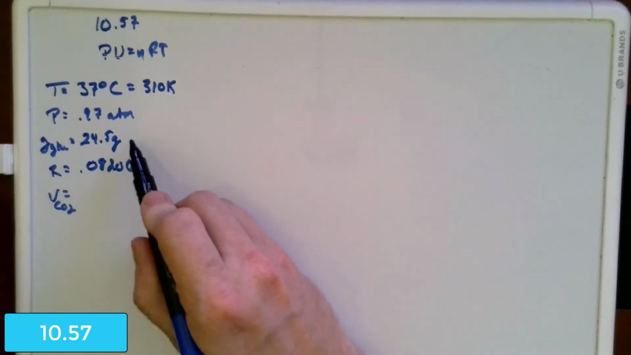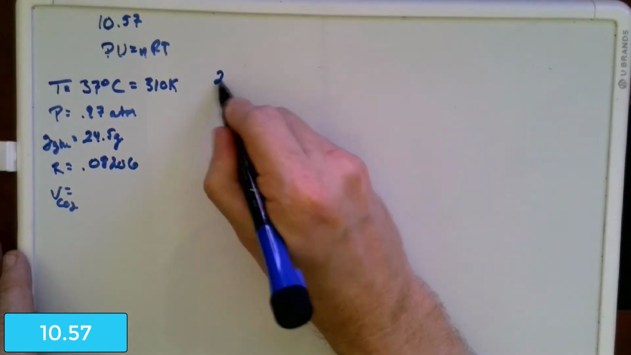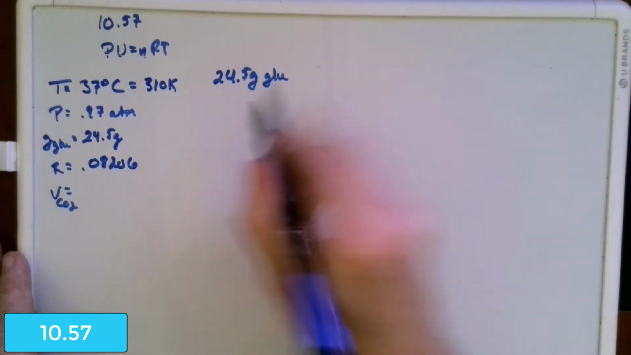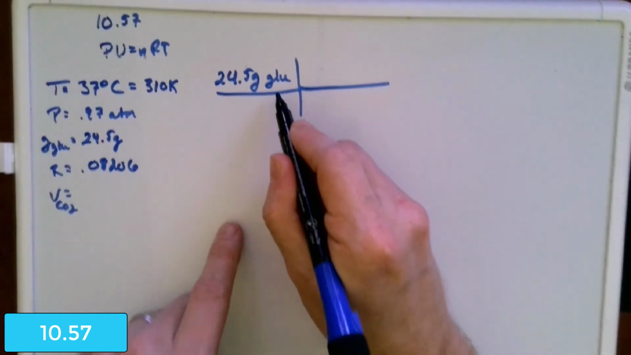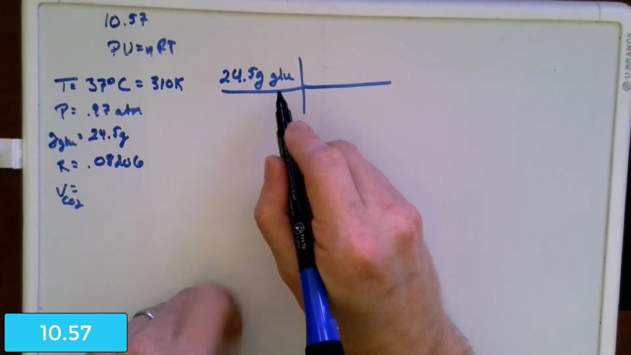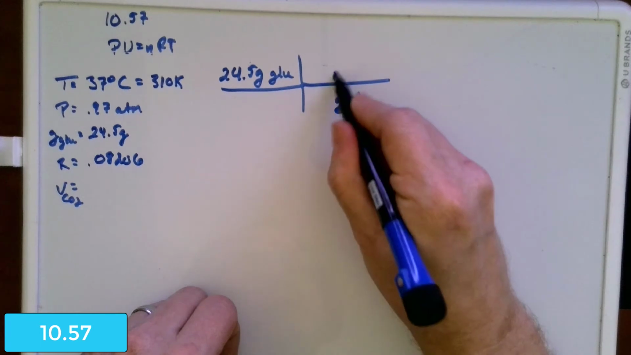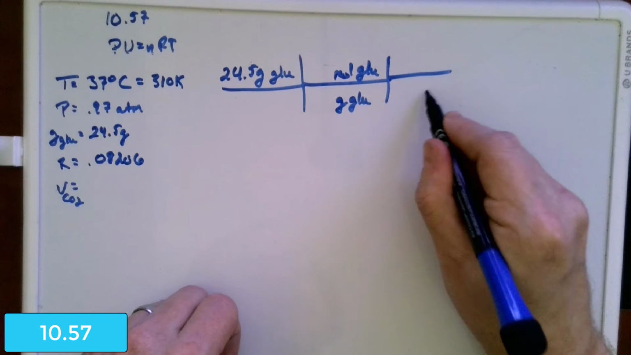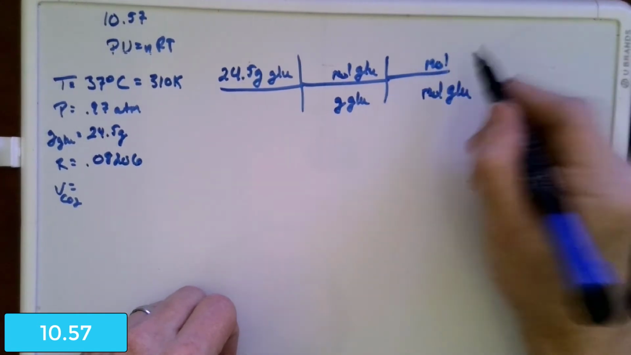Before I can begin, I really need to go ahead and take care of that gram issue here. Let's convert this into the gas we're seeking. We are given 24.5 grams of glucose. I want to convert this into moles of CO2 so I can use the ideal gas formula. This is just standard dimensional analysis. Cancel your grams of glucose, convert to moles of glucose. Cancel moles of glucose, convert to moles of the gas we'll be seeking, which is CO2.